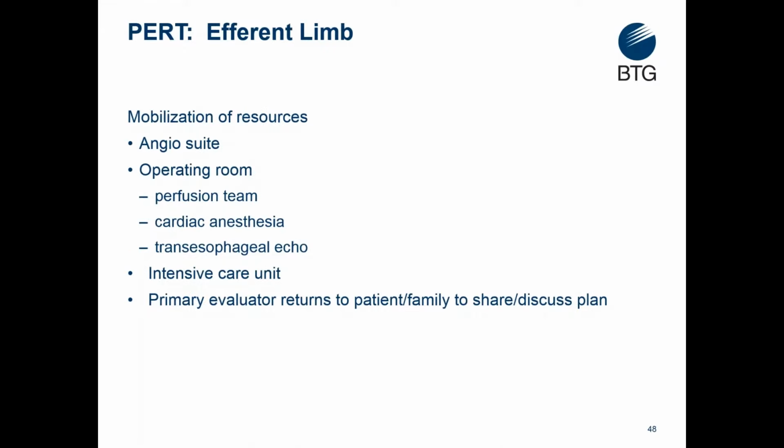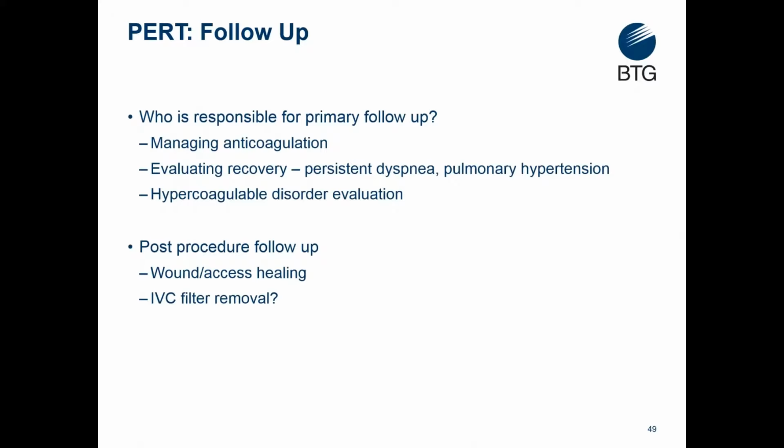Then you mobilize the resources, you know, angio suite or OR. You should let the ICU or unit where these patients are cared for be activated and known, so you have a bed to go to. And then the primary evaluator returns to the patient and family, discusses the conclusions of the plan, and gets the green light.